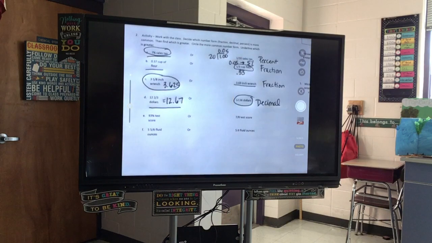All right, I want you guys to try each. So you're determining which one you're gonna use, fraction, decimal, percent, which one's greater, which one's more common, and circle which one's common and underline which one's greater. So you have 93% test score and you have 7/8 test score. All right, so stand up when you have this done.